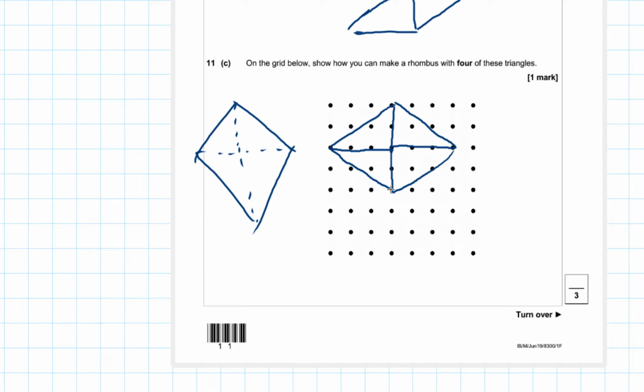So that's an example. Alternatively, if I do it in green instead, you could do the triangles outside if you were inventive, and you can make a rhombus shape in the middle. Something like this is perfectly fine as well. So you can have inside or outside, and they both make a rhombus shape.